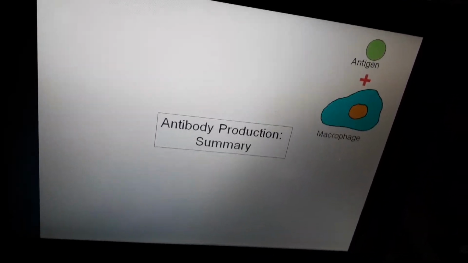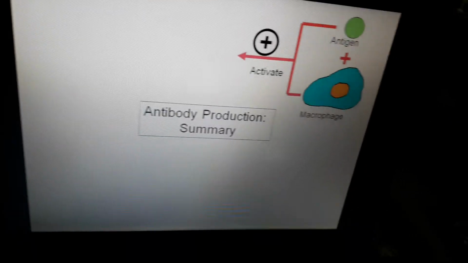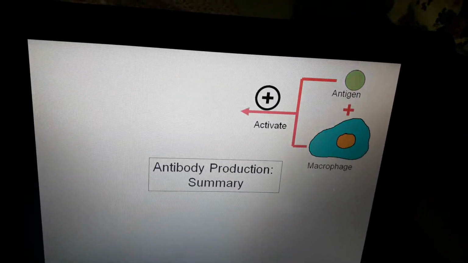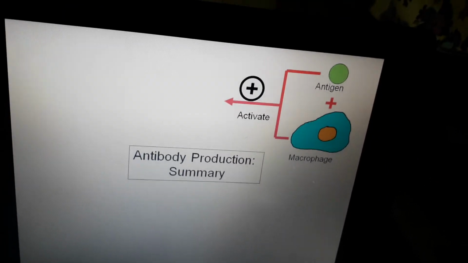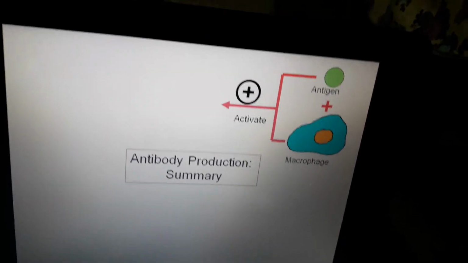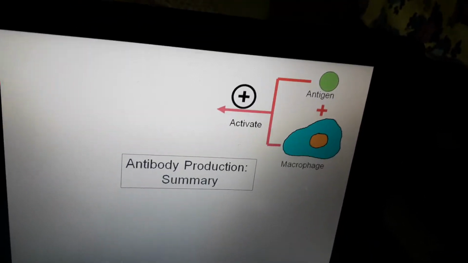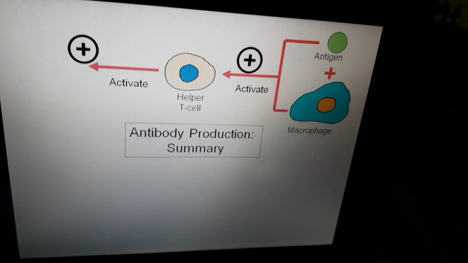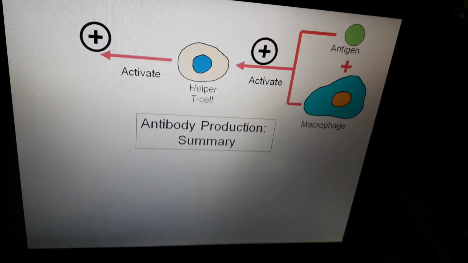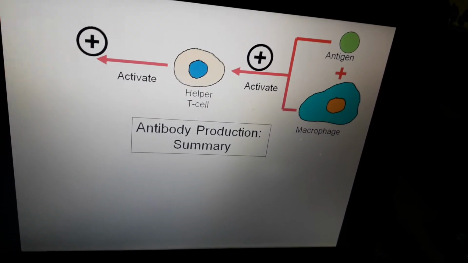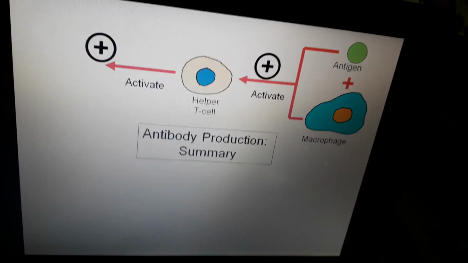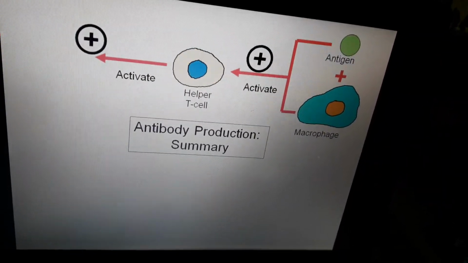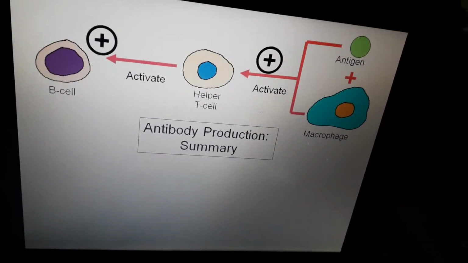Now we come to the summary of antibody production. For this we need a macrophage and an antigen. As the antigen invades our body, the macrophage processes this antigen. As the macrophage is activated, it makes some changes in this antigen and then presents it to a helper T cell. The helper T cell has receptors on its cell surface, so it binds to this antigen processed by the macrophage, and then the processed antigen is taken by the helper T cell to the B cell.